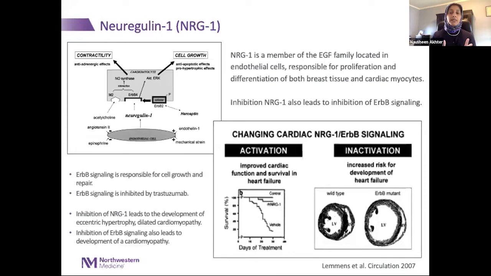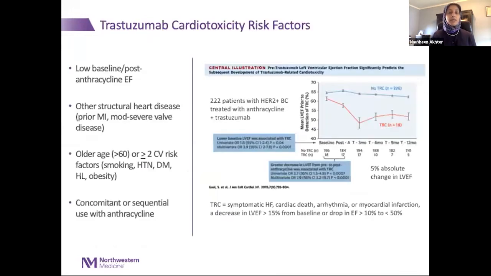So neuregulin is being investigated now as potentially a heart failure therapy for this population. This study is one of 222 HER2 positive breast cancer patients treated sequentially with anthracycline and trastuzumab. And what they demonstrated was that at the post-anthracycline time point, a lower ejection fraction led to a greater decrease in LVEF on trastuzumab.